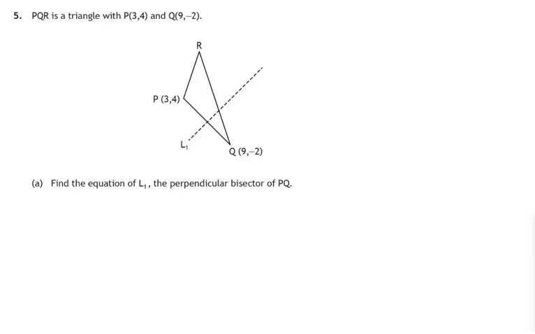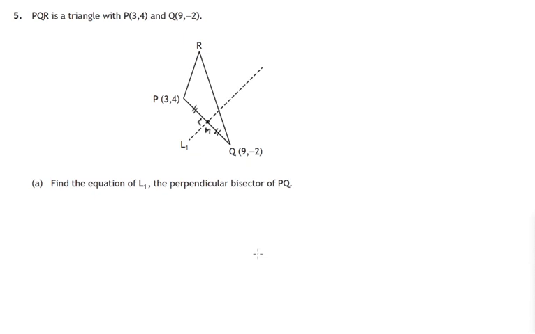Hi, Mr. Causey here. In this question we're given a triangle and we're asked to find the equation of L1, which is the perpendicular bisector of PQ. Now that means that it's at right angles and it chops this line PQ into two parts. Let's call that midpoint M.